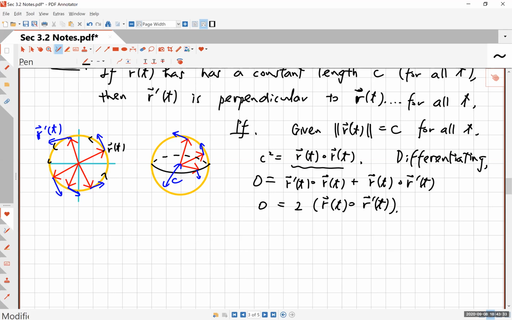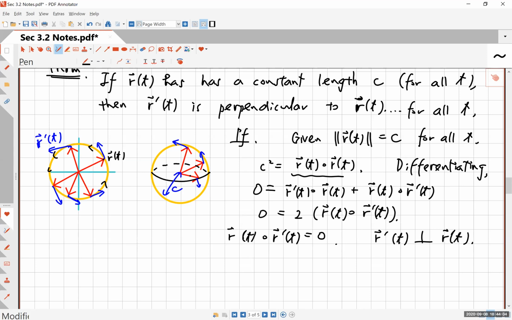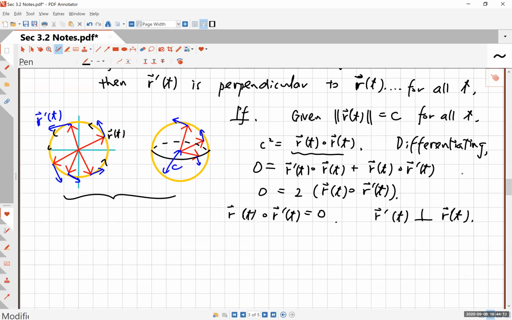This is still equal to 0. Now you can divide both sides by 2, and you come to the conclusion that r dot r prime is equal to 0. What does it tell you? That means r prime has to be perpendicular to, or in our new word, orthogonal to r, because that's what the dot product being 0 means. And so that's it. This tells you that the red and the blue vectors are perpendicular to each other. So again, hold on to this.